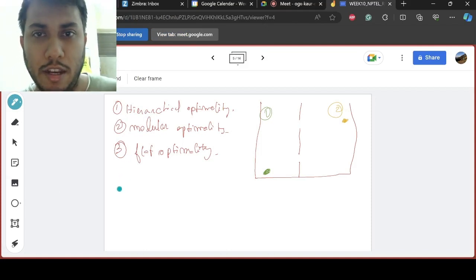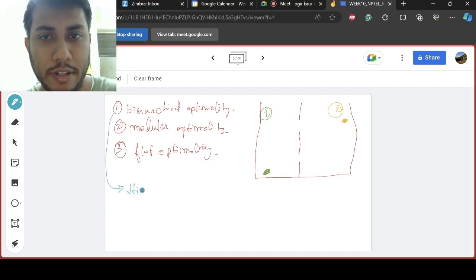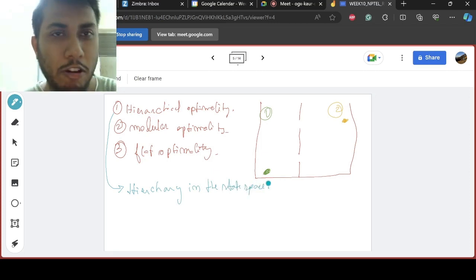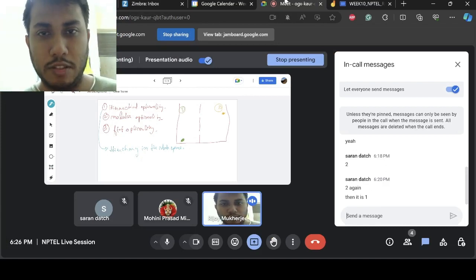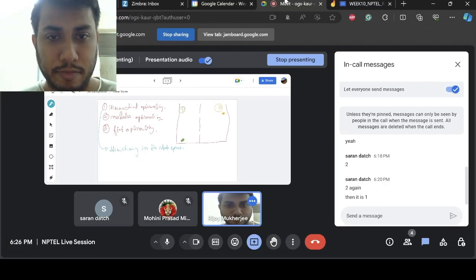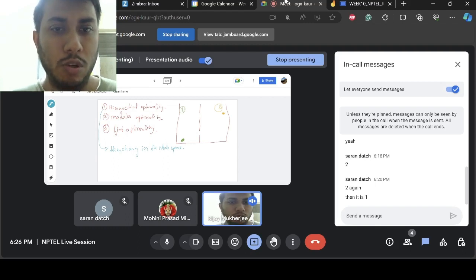Hierarchical optimality basically means there will be a hierarchy in the state space. There will be a preferable order in which you have to move to follow a policy. What I mean to say is that in this case, you will be asked to reach room 2 by coming through room 1. There can be many more rooms.